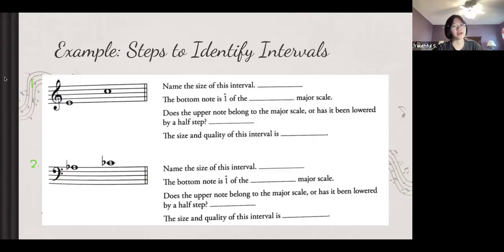So this is kind of what I mean by steps that you want to go through. Major intervals always belong to major scales. So you always look at, does this note belong to the major scale? And if it isn't, if it's been lowered, then it's a minor interval. So that's your thought process for identifying everything.